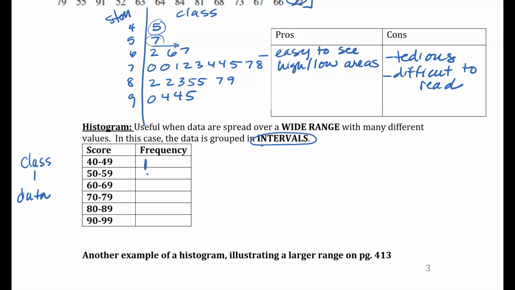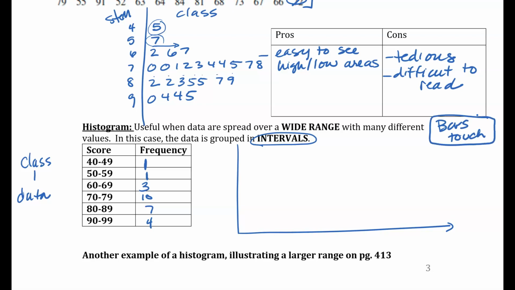There's one score in the 50s. There's 3 scores in the 60s. There's 1, 2, 3, 4, 5, 6, 7, 8, 9, 10, it looks like, in the 70s. So 10. And 80s, 1, 2, 3, 4, 5, 6, 7. And 90s, we have 4. And so then what you can do when you graph, it looks a lot like a bar graph, only the bars touch each other. So bars touch.